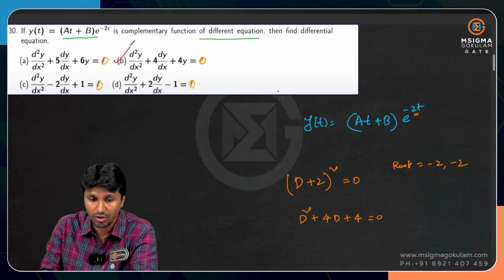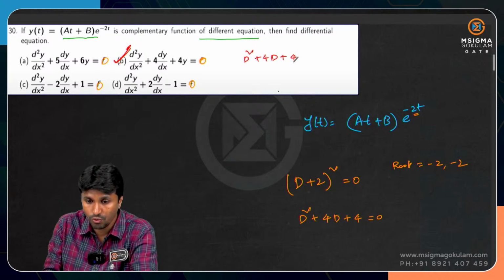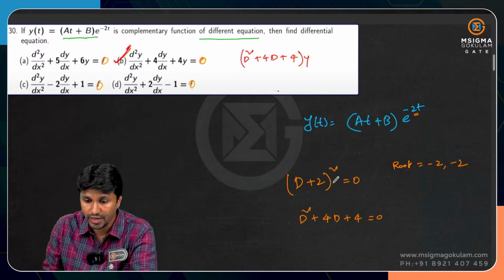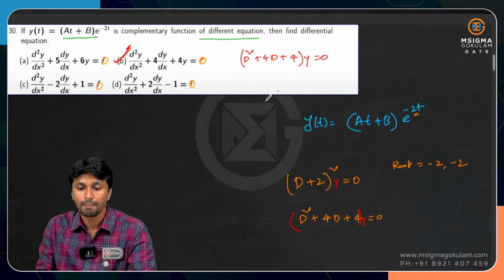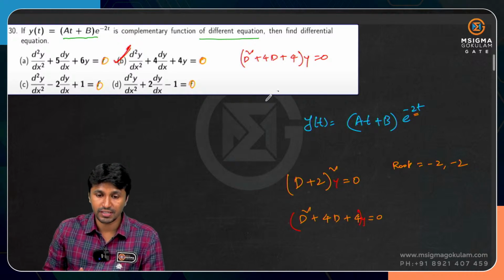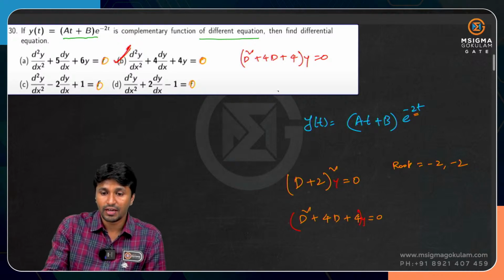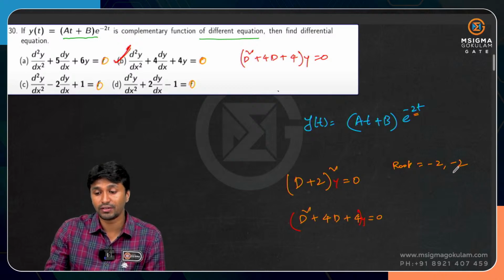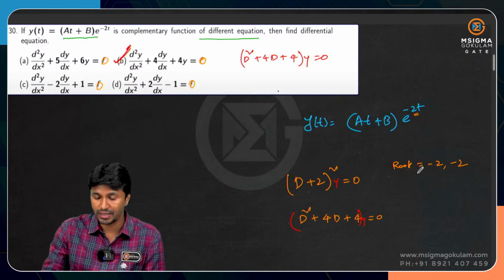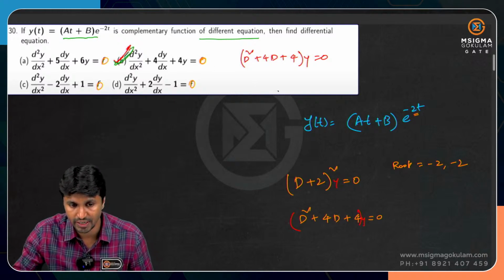You can clearly see that option B is the correct answer, because d square by dx square, you can write it as (D square plus 4D plus 4) into y is equal to 0. So this is nothing but the correct answer. How did I arrive at this conclusion? Because I know that this is the general equation you get when you have repeated roots. So therefore D is the correct answer.